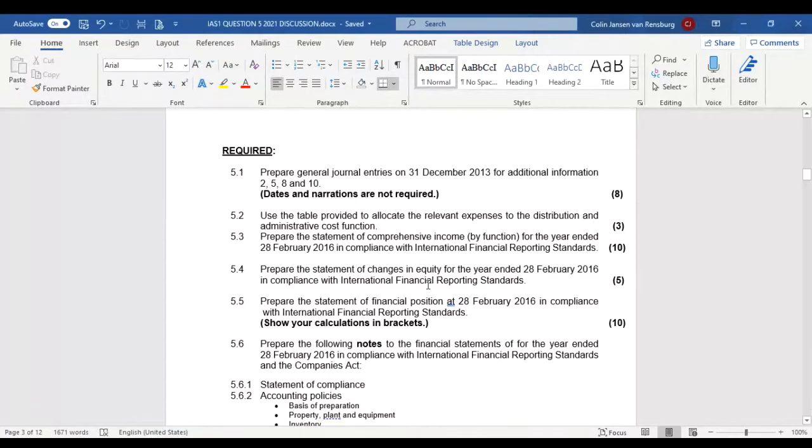Okay, ladies and gents, that brings us to the next major step. This is also something that is new to you, because as you've typed earlier, we've got the nature method and the function method when we draw up the statement of comprehensive income. So we have been presented with a trial balance that still contains all our expenses according to their nature, but we want to draw up a statement of comprehensive income on the function method.